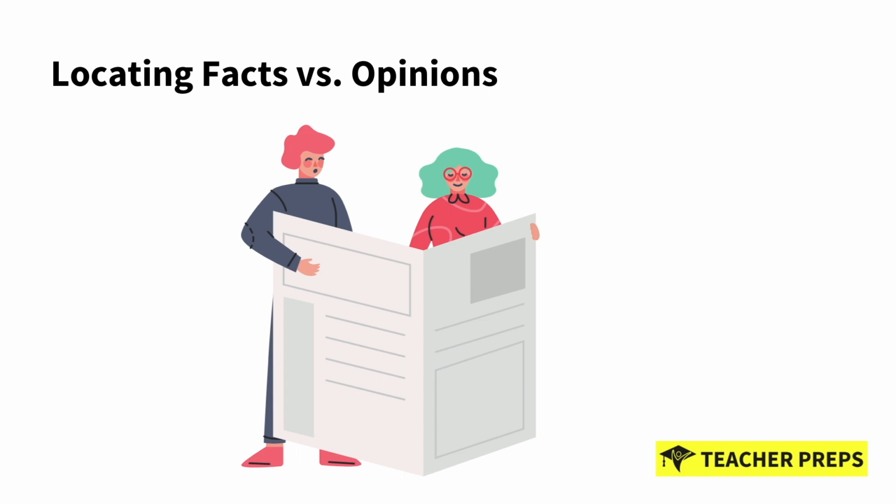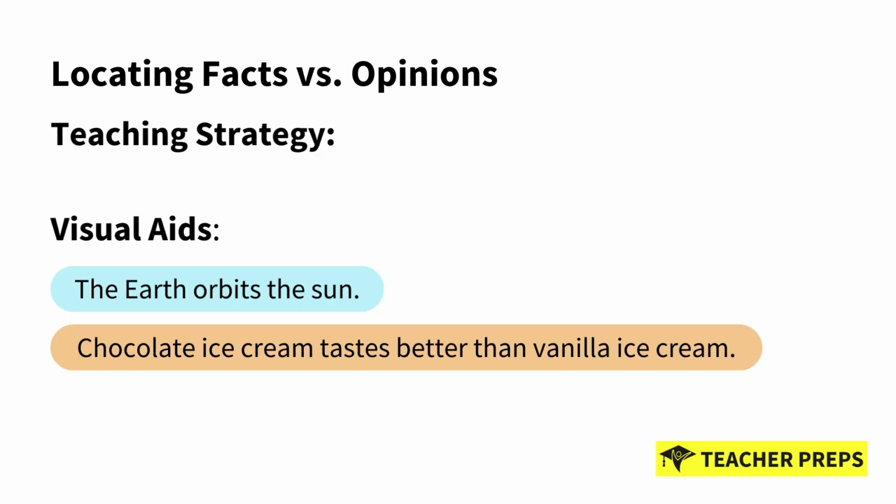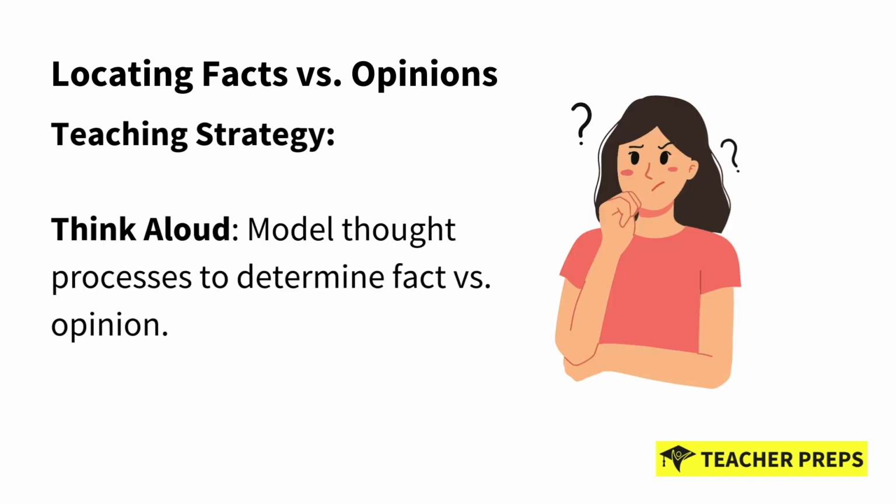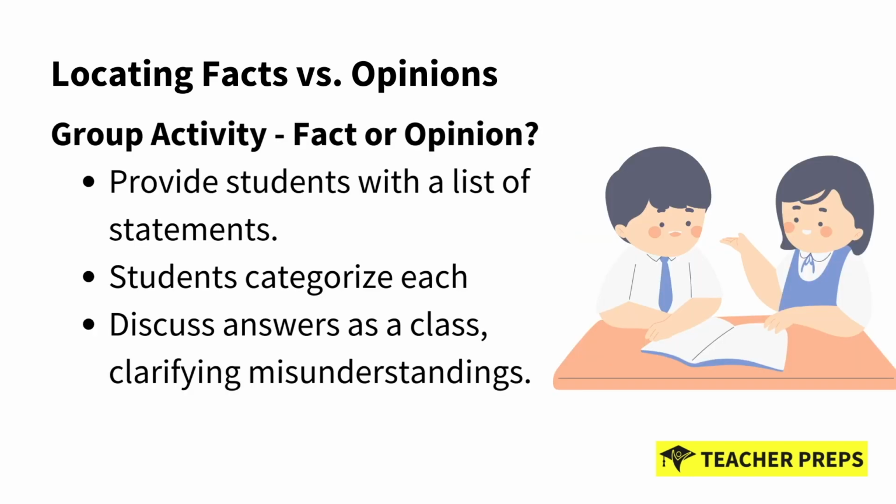This is teaching our students how to locate facts versus opinions. In order to teach the difference between a fact and opinion, use visual aids. Use contrasting colors for facts like blue and opinions such as orange. Next, model the thought processes to determine whether a statement is a fact or an opinion. Then, create a group activity. Provide students with a list of statements. Students categorize each as a fact or an opinion. Together discuss answers as a class, clarifying misunderstandings. And then let's move along to our final topic.